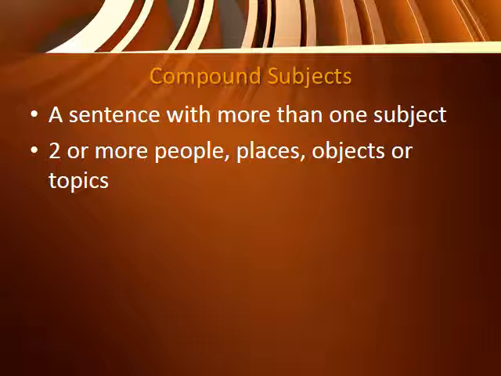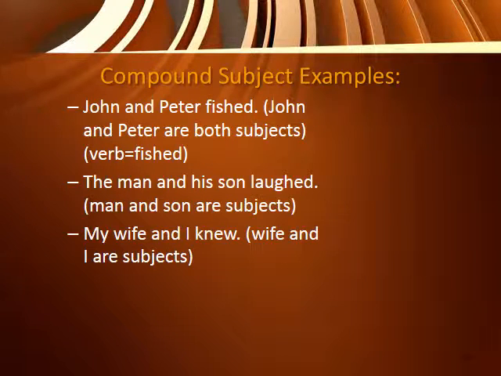It has two or more people, maybe places, objects, or topics. So, in the next slide here we have 3 examples of compound subjects. We have John and Peter fished. John and Peter are both the subjects. They are the ones performing the action in the sentence. If it was just John fished, then it would just be a simple subject. But because there are 2 subjects, John and Peter, that makes it a compound.